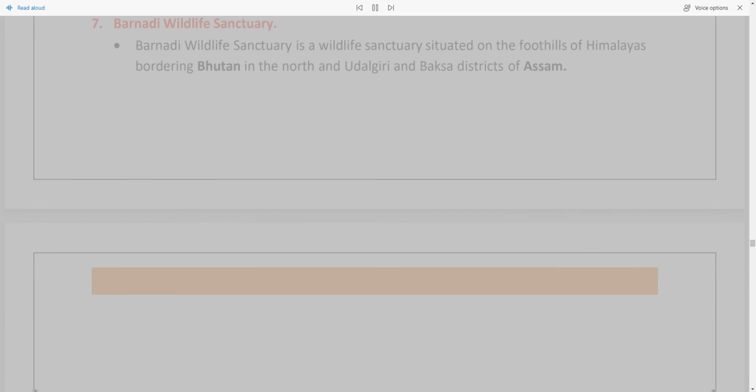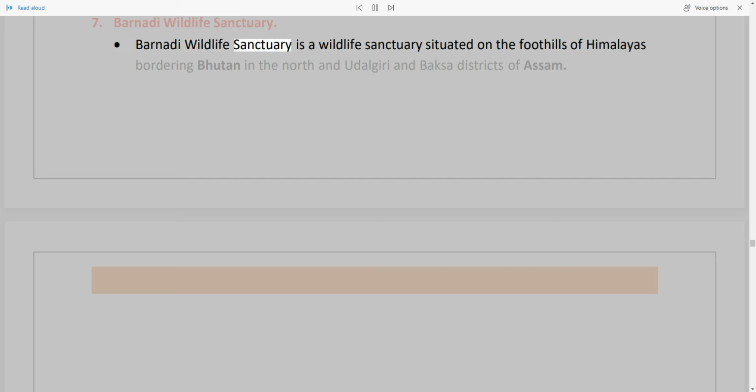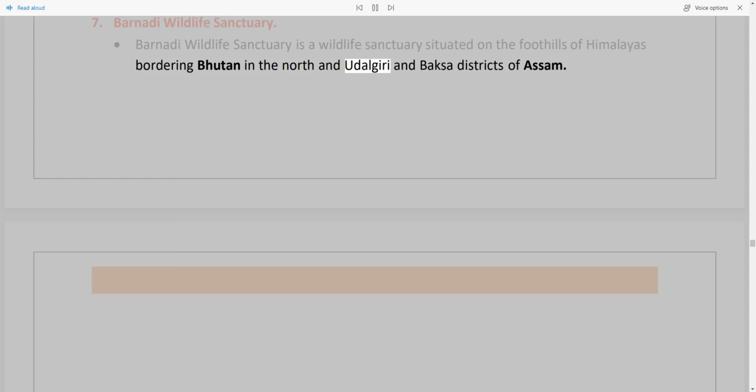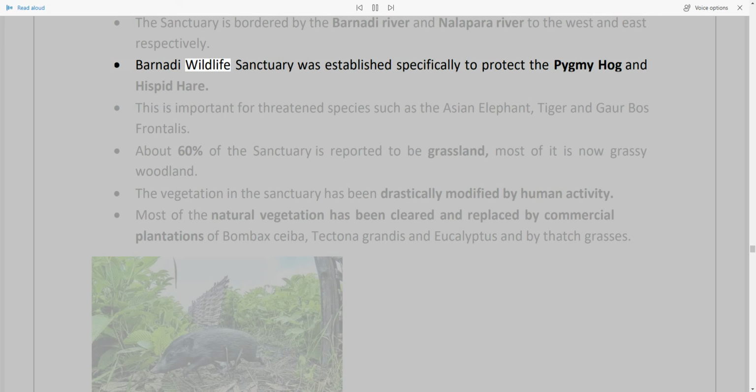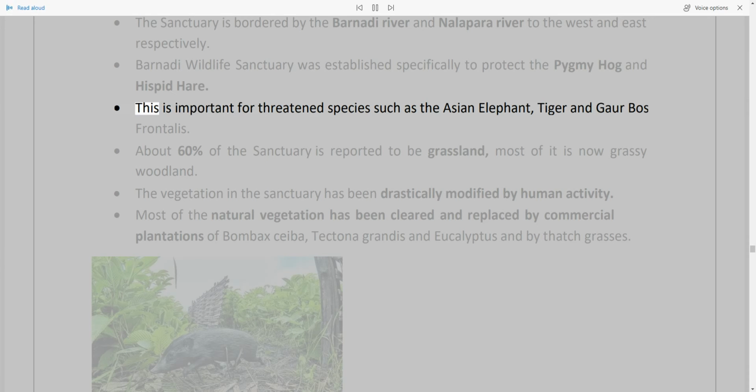7. Barnadi Wildlife Sanctuary. Barnadi Wildlife Sanctuary is a wildlife sanctuary situated on the foothills of the Himalayas bordering Bhutan in the north and Udalguri and Baksa districts of Assam. The sanctuary is bordered by the Barnadi River and Nalapara River to the west and east respectively. Barnadi Wildlife Sanctuary was established specifically to protect the pygmy hog and hispid hare. This is important for threatened species such as the Asian elephant, tiger, and gaur (Bos frontalis).